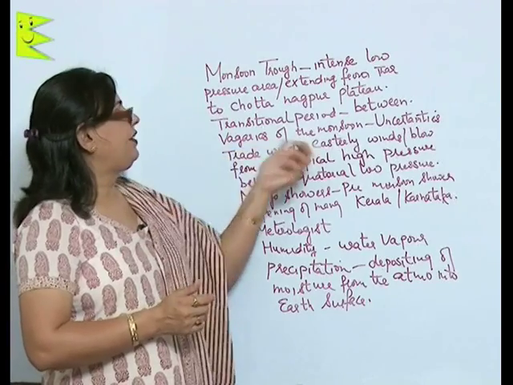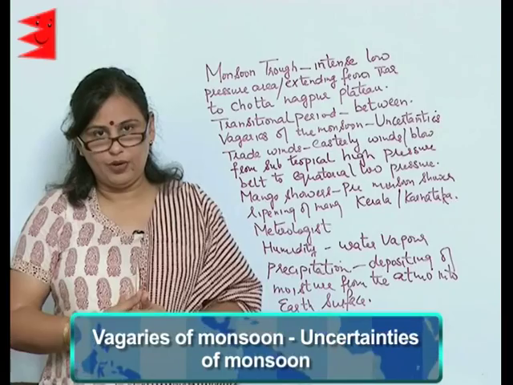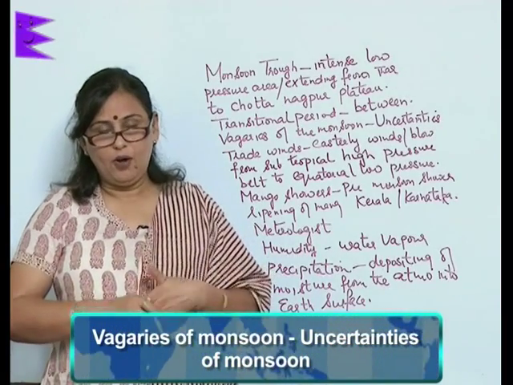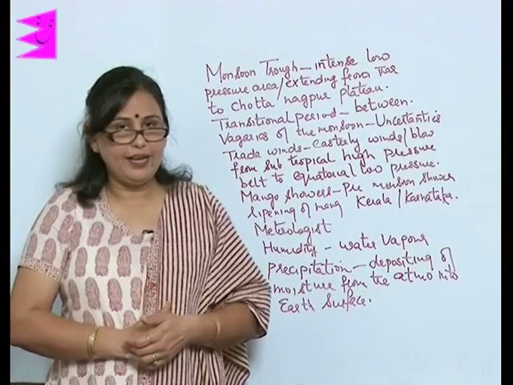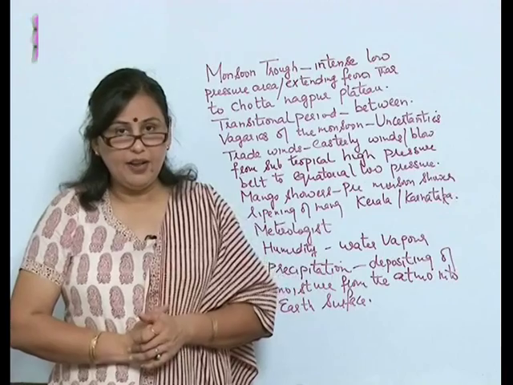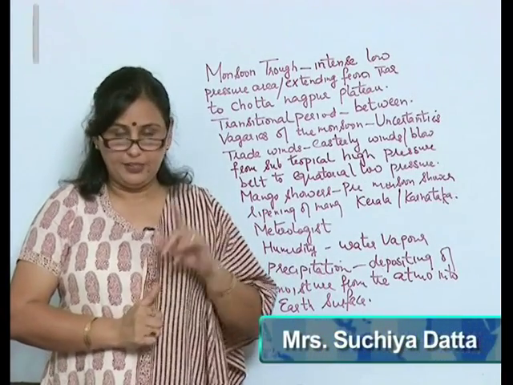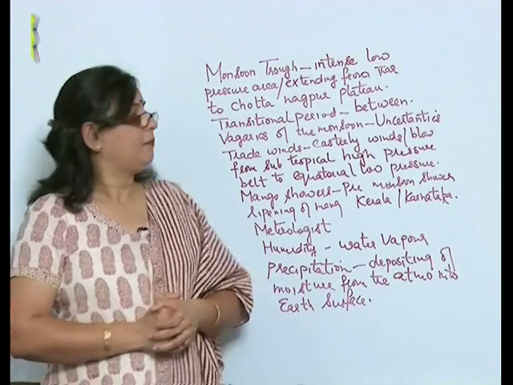Next, vagaries of the monsoon. The uncertainties of the monsoon. It might rain and rain continuously or it might not rain at all. And what are those days called? When it doesn't rain at all for days together in the monsoon. I told you in the last clipping, dry spells.